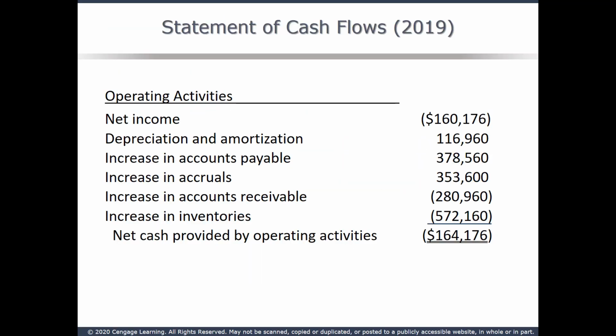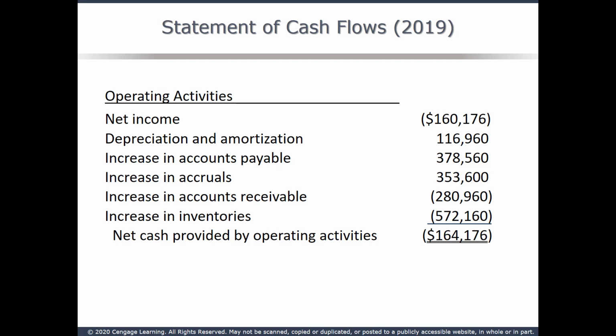The statement of cash flows has 3 sections: cash from operating activities, cash from or used for investing activities, and cash from or used for financing activities. The objective is to reconcile beginning of the year cash with end of year cash. Here's the cash flow from operating activities for DeLeon. The result is negative, driven by the negative net income.